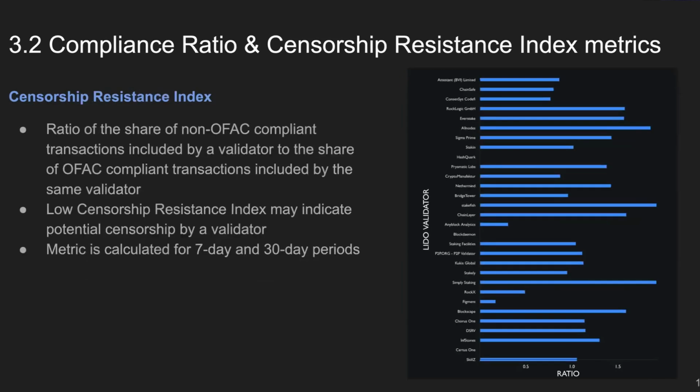The next one is the censorship resistance index. It's just a ratio between the share of non-compliant transactions included by a validator to the share of compliant transactions. So if this ratio is higher than 1, it means that the validator doesn't impose much censorship. And if it's less than 1, it shows us that a validator imposes more censorship than the average validator.